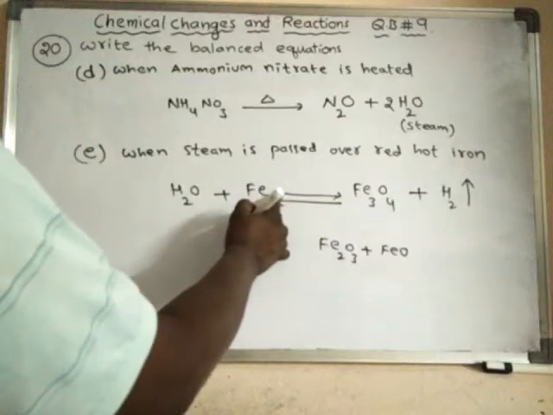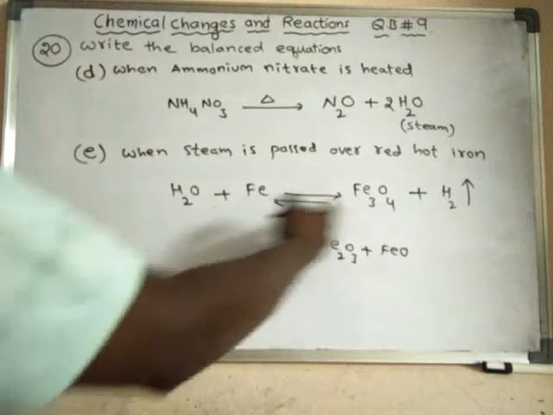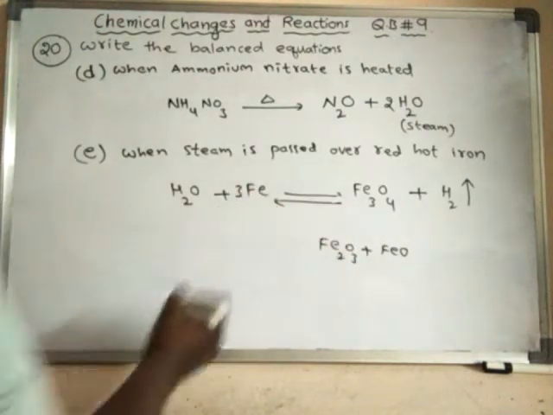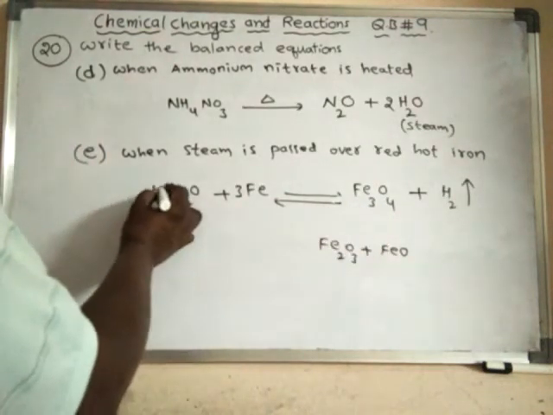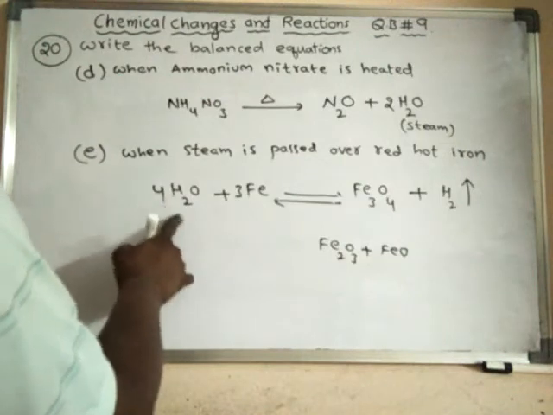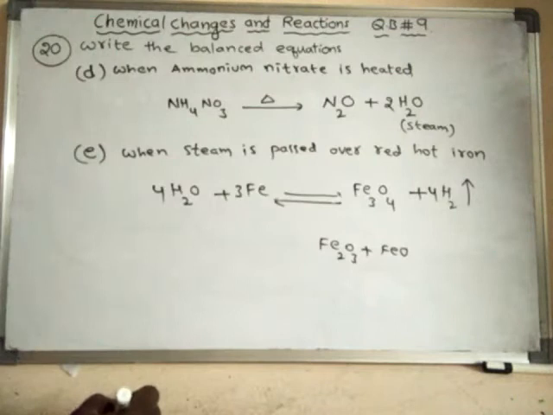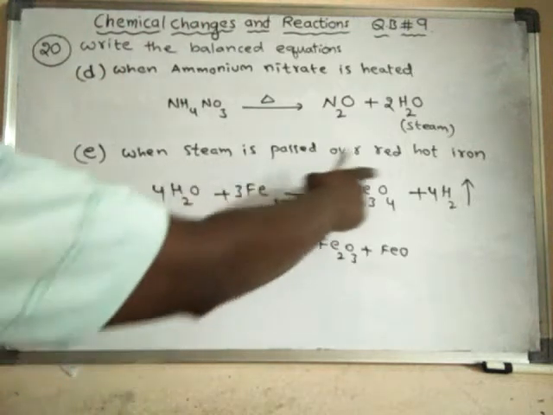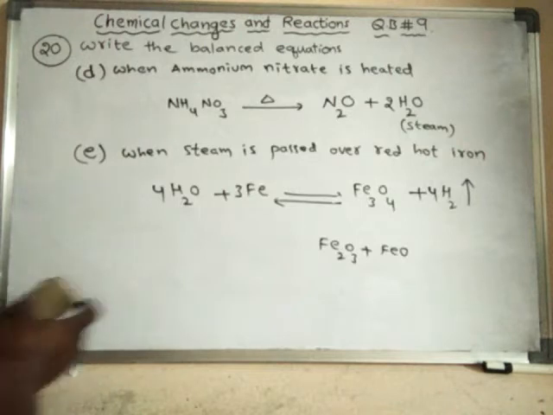This is a reversible reaction. If you balance it, there are three iron atoms, four oxygens, and four H2 molecules. So this is the balanced chemical equation for this particular reaction. Next one.